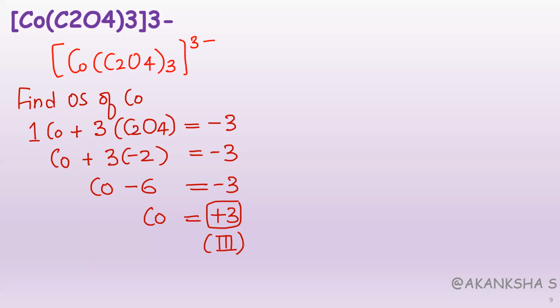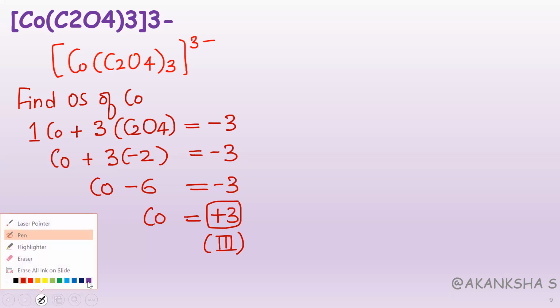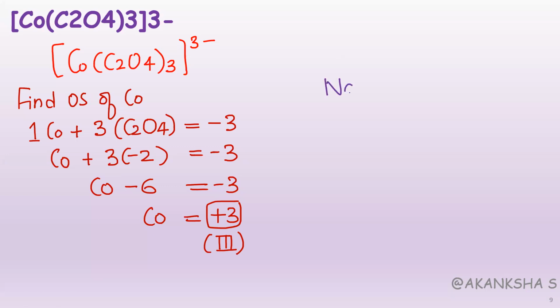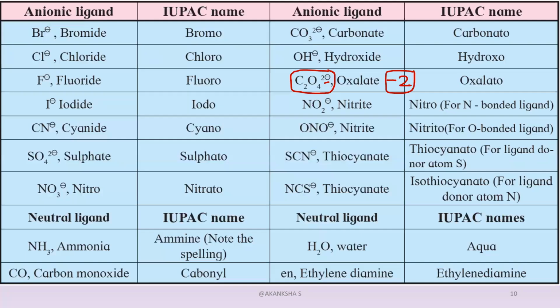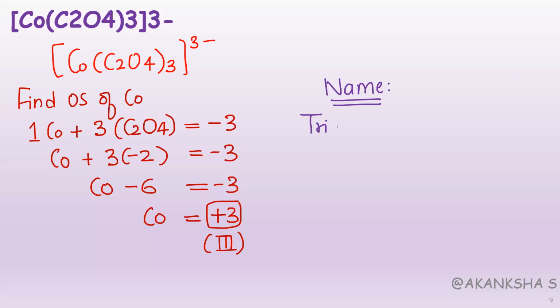Okay. Now let's try to name this particular compound. While naming, the first thing that we remember is we name or prioritize the name of the ligand. We can see 3 ligands are there. So try oxalato. Oxalato what? Cobalt.